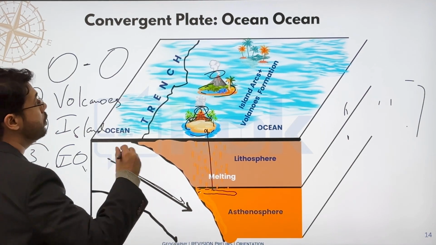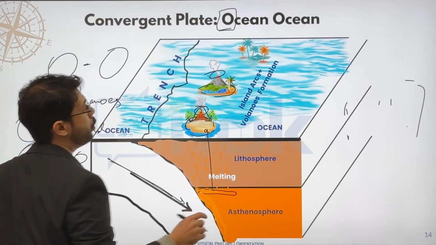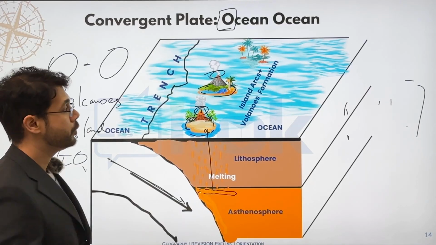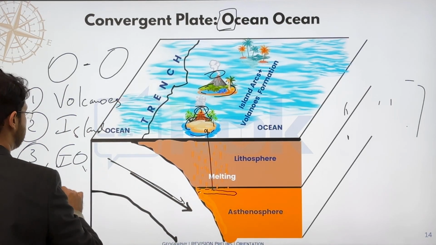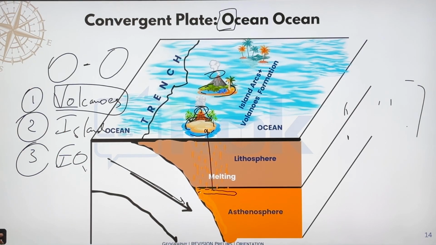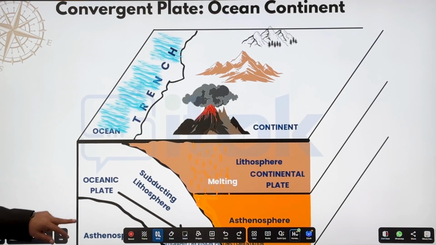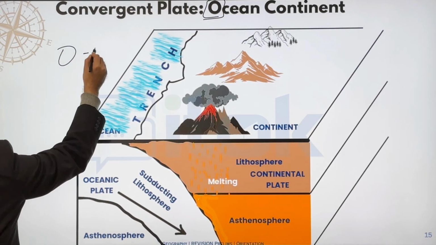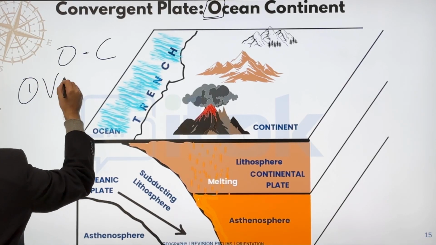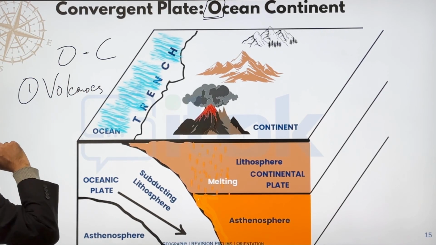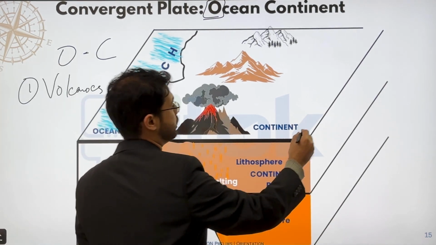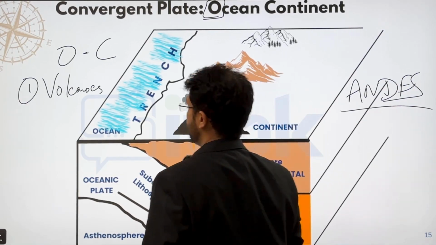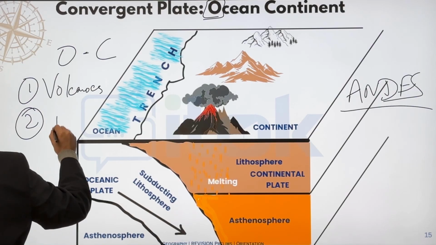Another trick, remember that whenever there is a liquid involved, ocean, volcano will be involved. When there is no liquid involved, then there will be no volcanoes involved. So ocean, there is a liquid involved, so volcanoes will be present. Ocean-continent collision. Liquid is present, ocean, so we will have volcanoes. One very good example of ocean-continent collision is the Andes Mountains of South America. Second, young fold mountains will be forming.